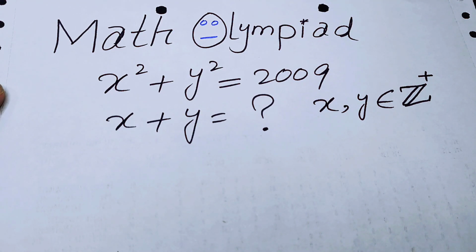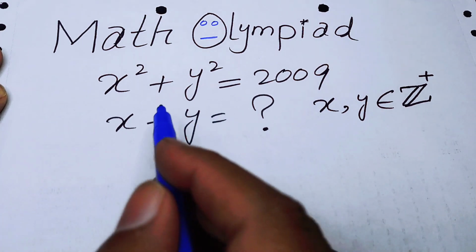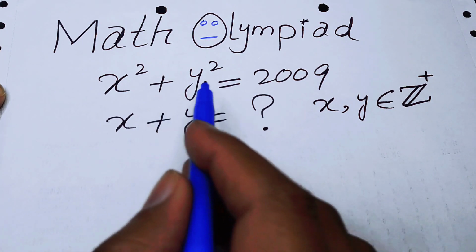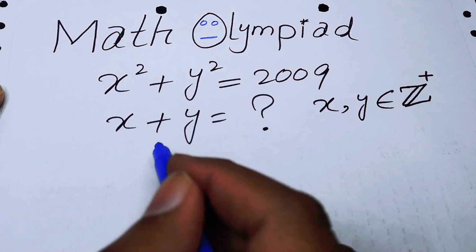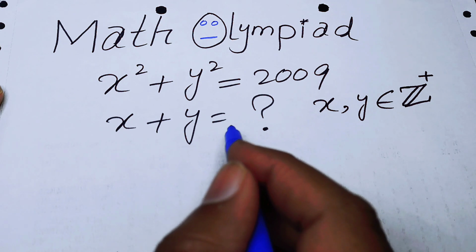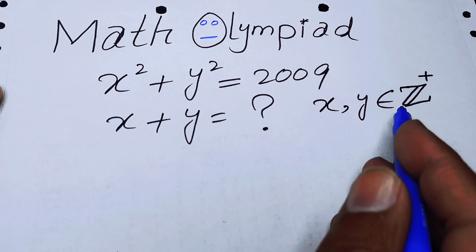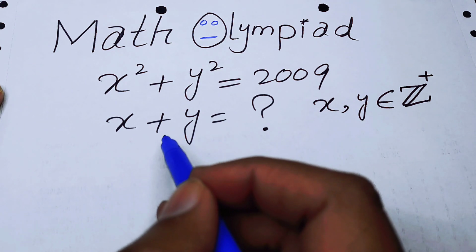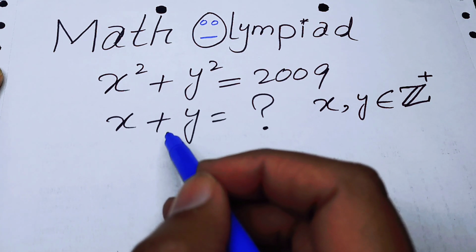In this video we are going to solve this nice and wonderful equation. In this question we have x squared plus y squared is equal to 2009, and here we find x plus y. And one thing you remember is that x and y are positive integers. Here we find the values of x and y, and after that we find the sum x plus y, and we just consider the positive integer values.